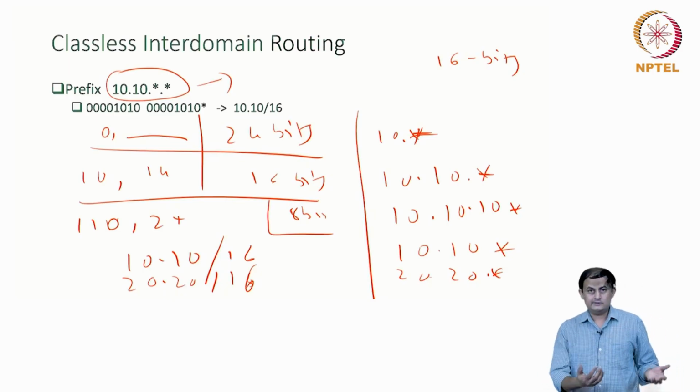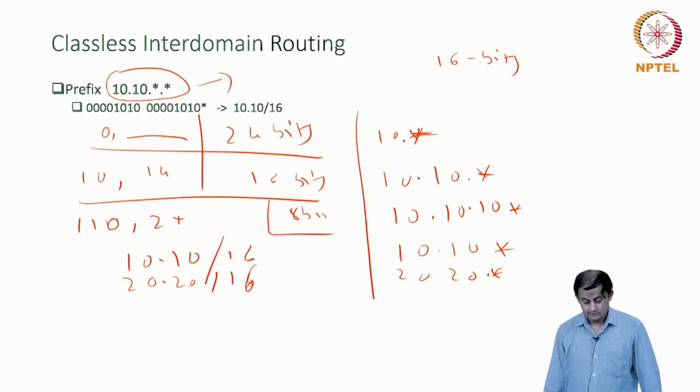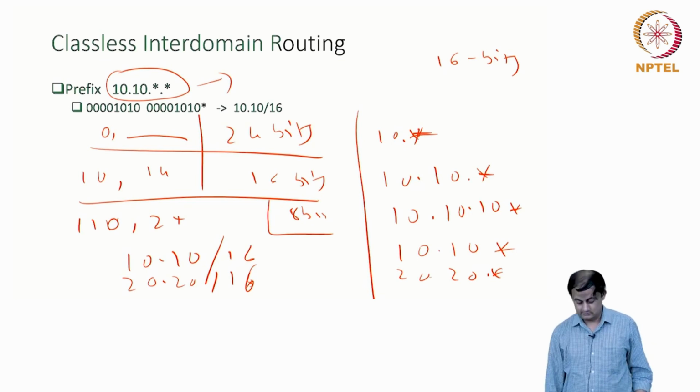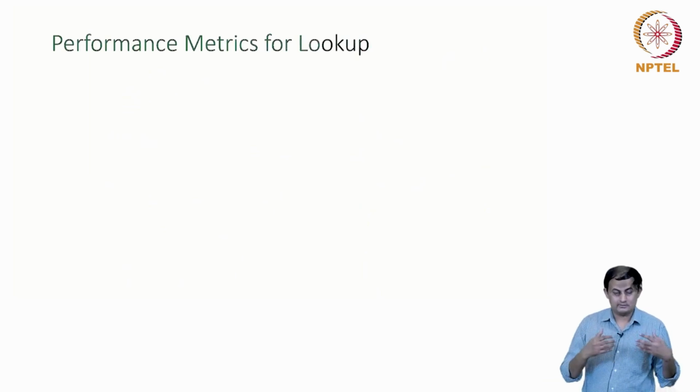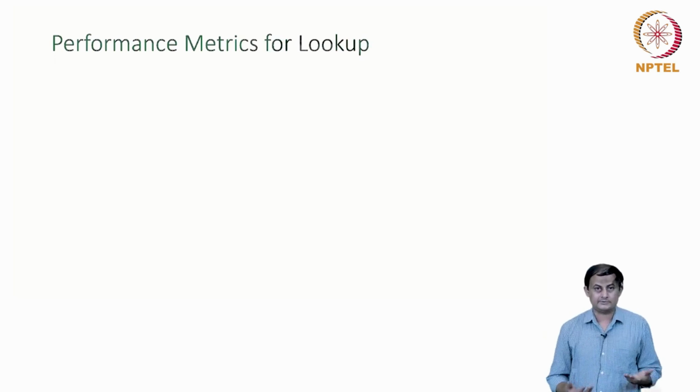Now, given the scale of this operation and the speed at which we need to do this, how do I actually do this? What is the thing that I need to have inside the router, and how do I actually evaluate the performance of some forwarding mechanisms? There are multiple options you can think of.